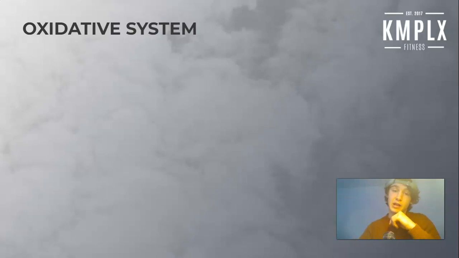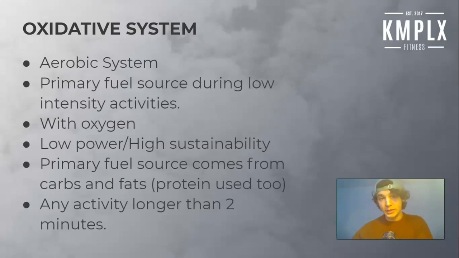Next, we're moving into the oxidative system. So this is your aerobic system, the primary fuel source used during low intensity activities. This is the energy you use with oxygen. It's low power, high sustainability, so something you can do for quite a long time without producing a vast amount of power. Its primary fuel source comes from carbs and fats. Of course, protein can be used for energy too, but the primary fuel source traditionally will come through carbs and fats, and it's any activity lasting longer than 2 minutes. So it's the most used system in our sport, which is GAA.